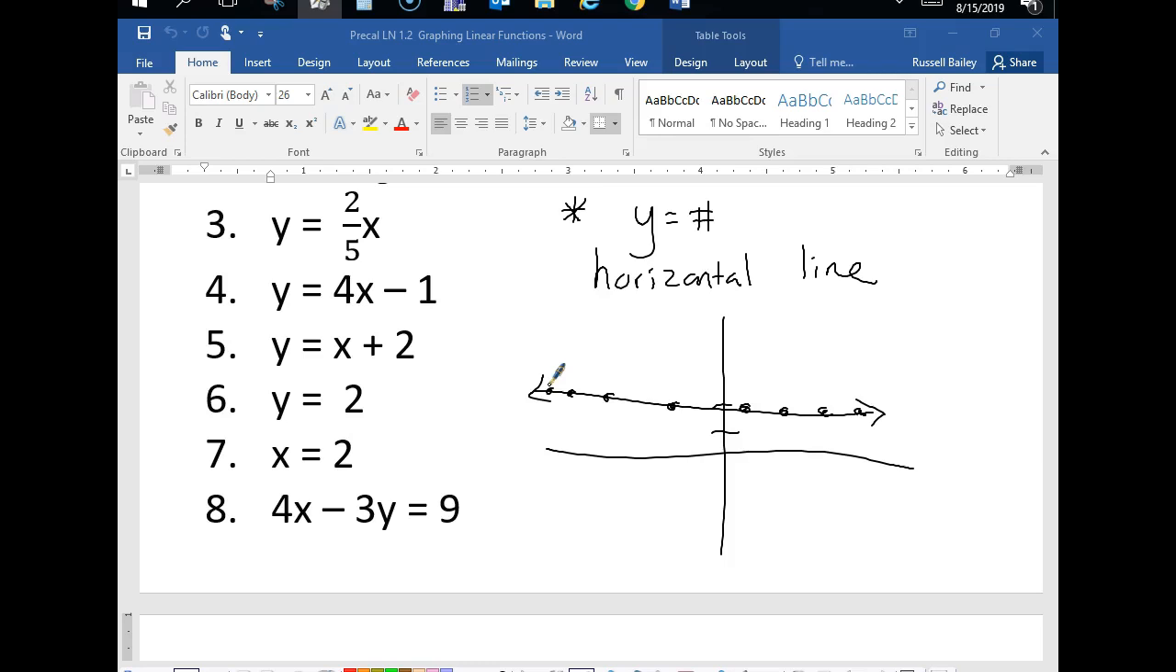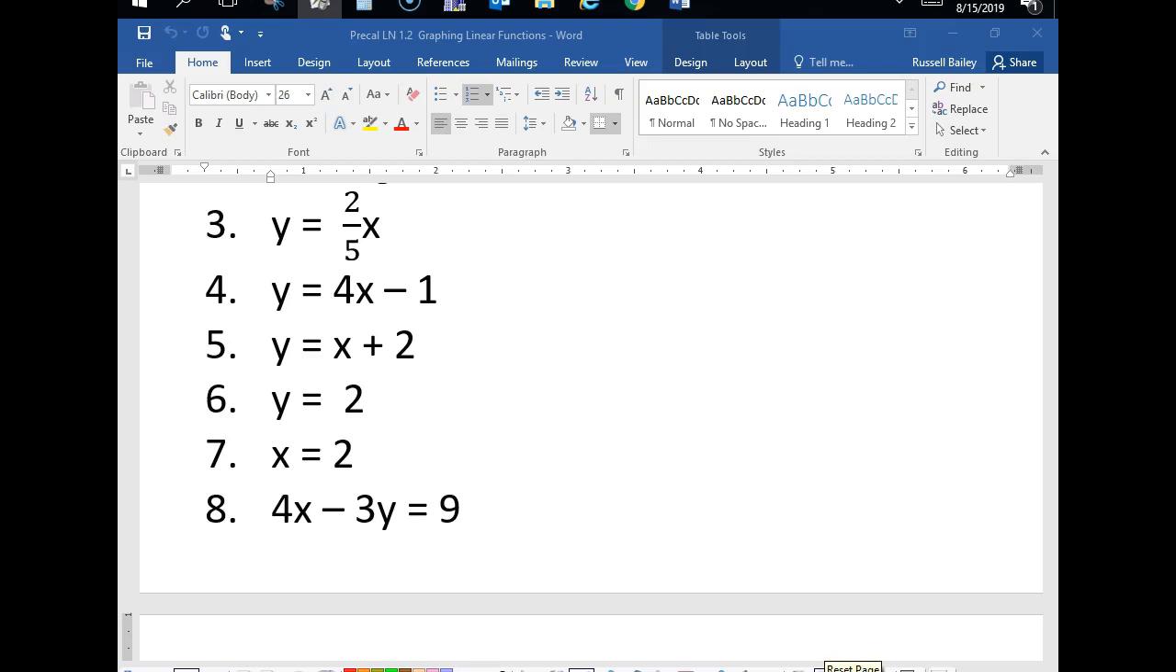Notice, does x have any effect on what y is? So notice that x is not a part of this equation, right? So no matter what x is, y is always 2. So since x doesn't really matter, y is just a number, okay? And you guys could probably imagine what I'm going to say about this one then, right?